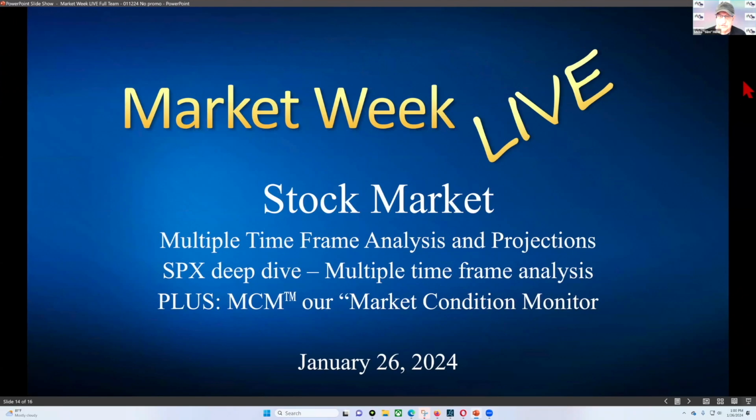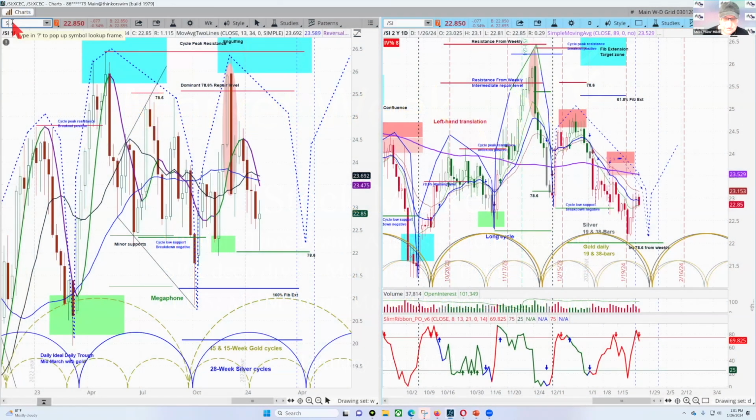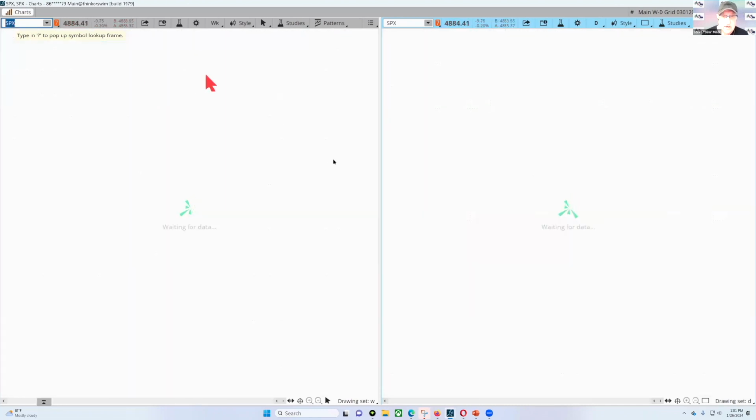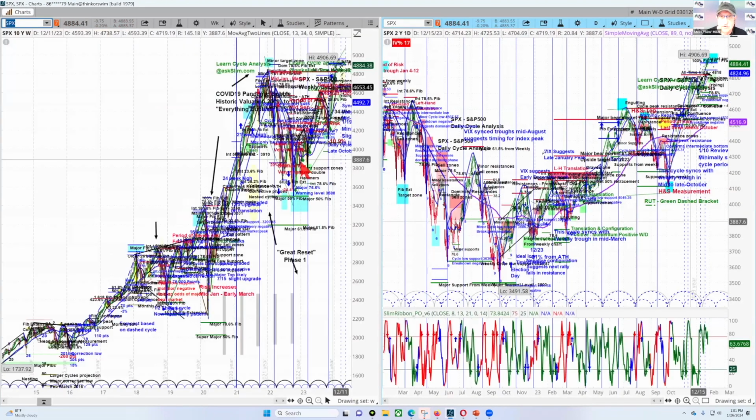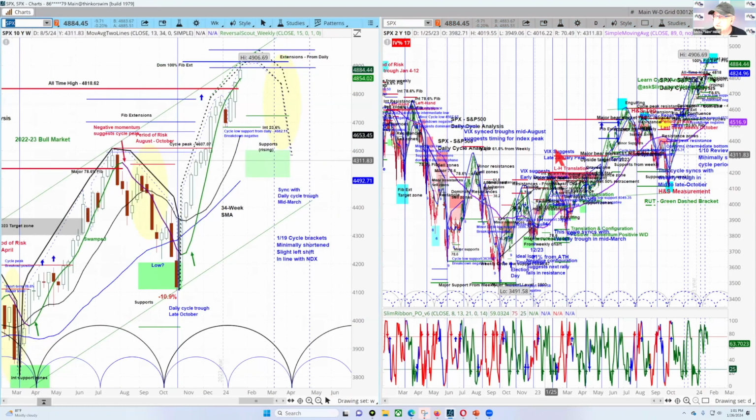Multiple time frame analysis and projections in the stock market. We're going to look at the S&P 500. In multiple time frame analysis, we'll take a look at the market condition monitor also. Here is SPX on the S&P 500, and we're only going to do SPX right now.